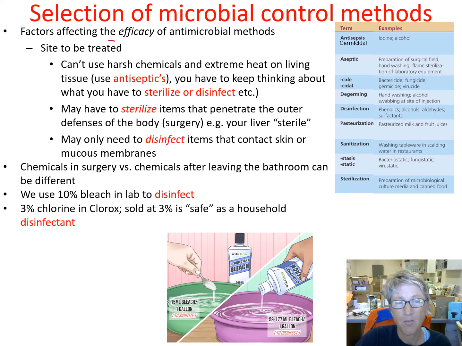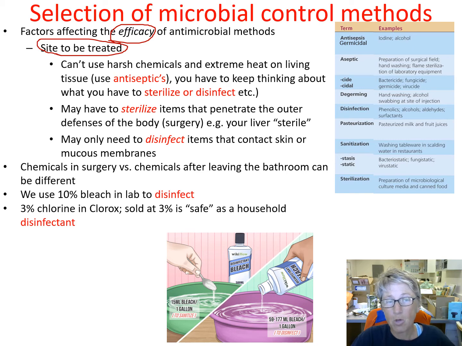So let's look at the factors affecting the efficacy or effectiveness of antimicrobial methods. Here's what you should think about when you're using an antimicrobial method to disinfect, for example, a surface of interest. So think about the site that's going to be treated. You can't use harsh chemicals on living tissue. You have to use antiseptic techniques, germicidal techniques. So you have to keep thinking about, do you want to sterilize it? Do you want to disinfect it?